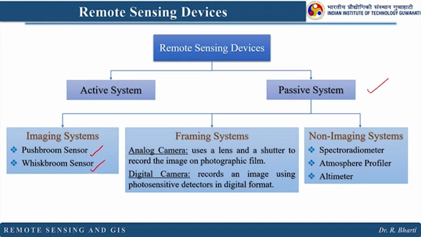In the framing system, analog cameras and digital cameras are used. In the non-imaging system, we have the spectroradiometer, atmospheric profiler and altimeter. I will explain what exactly we mean by the non-imaging system. The sensors which are launched in space are also capable of working on the ground in certain environments. When we have the same instrument for ground measurement, we take it to the field and use a fiber optic cable through which it can sense the energy. Let me redraw this figure and then you will understand it.